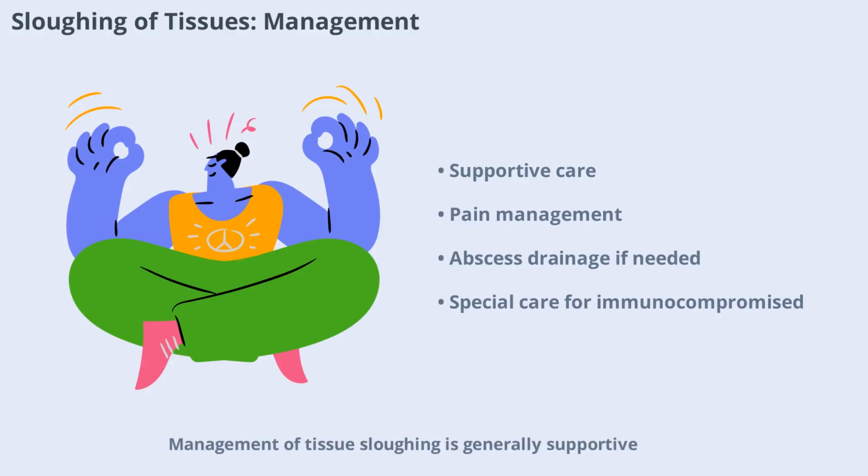Management of tissue sloughing is generally supportive. Most cases resolve spontaneously within 1 to 2 weeks. Symptomatic care includes analgesics for pain, topical anesthetics for comfort, and a bland diet to avoid further irritation. If a sterile abscess forms, it may require incision and drainage. For immunocompromised patients or those with HIV or AIDS, inform the appropriate authorities and consider post-exposure prophylaxis. Close follow-up ensures proper healing and addresses any complications promptly.